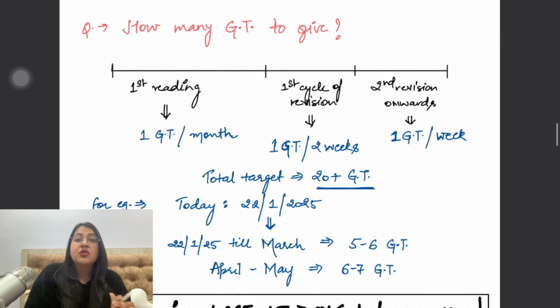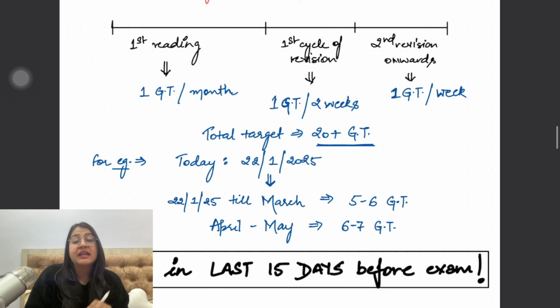All right. Now coming to this question, how many GTs to give? So the frequency of giving GT depends entirely on the stage of preparation you are in. Now let's suppose you are in your first reading, then you should aim for giving 1 GT per month, क्योंकि अभी your base is not strong, your theory is not read, your theory is inadequate, it is lacking. So 1 GT per month is sufficient in itself.